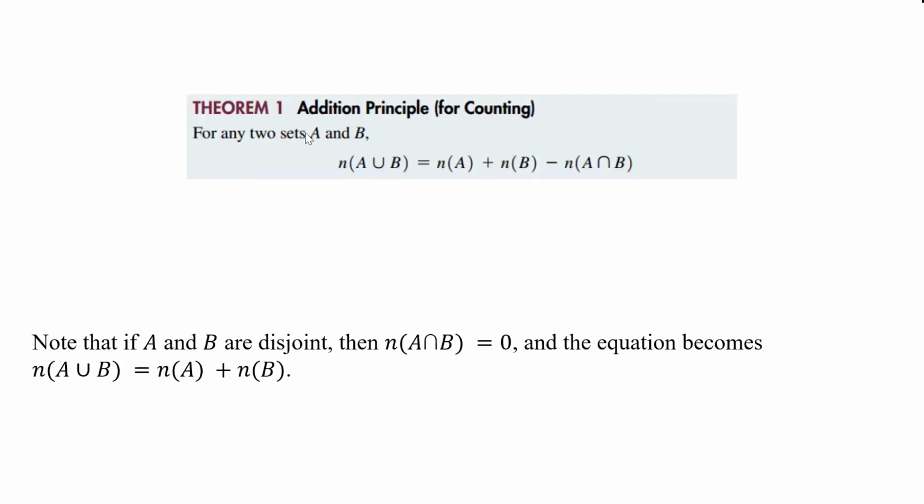If we have any two sets, A and B, then the number in the union of A and B is going to be the number in A plus the number in B minus the number in the intersection. So when you add two of them together, you just add the two totals and then subtract off where they intersect. Now note if A and B are disjoint, so they're not overlapping Venn diagrams, then the number in A intersect B is zero, and the equation essentially becomes the number in A union B is just the number in A plus the number in B.